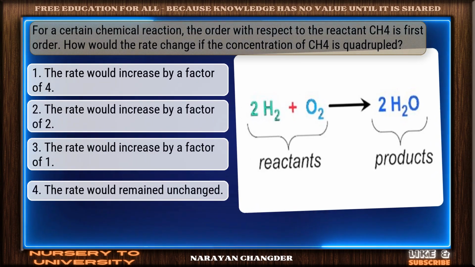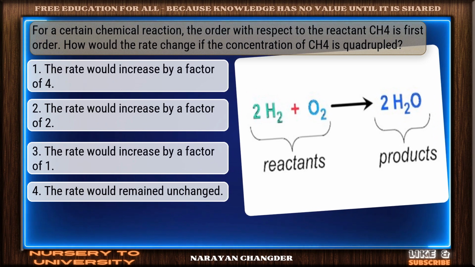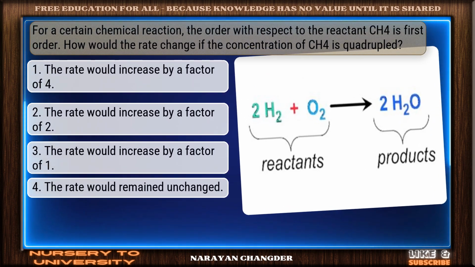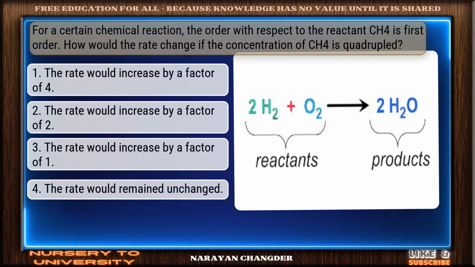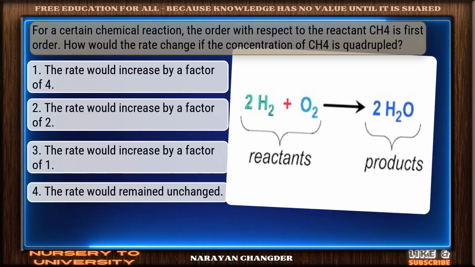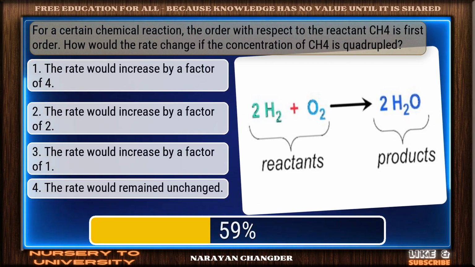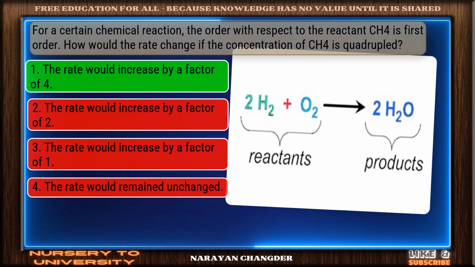For a certain chemical reaction, the order with respect to the reactant CH4 is first order. How would the rate change if the concentration of CH4 is quadrupled? Option 1, the rate would increase by a factor of 4. Option 2, the rate would increase by a factor of 2. Option 3, the rate would increase by a factor of 1. Option 4, the rate would remain unchanged. Yes, the rate would increase by a factor of 4 is right.